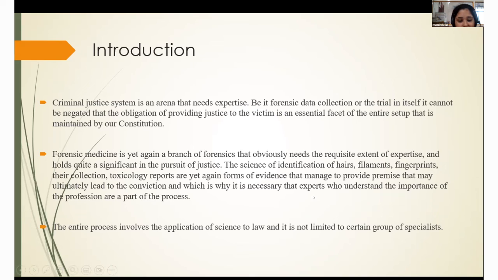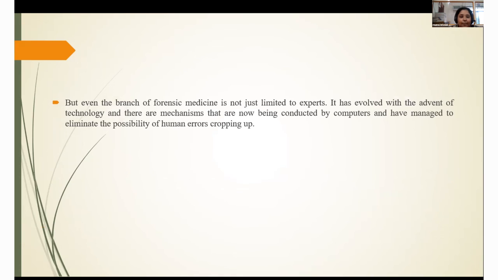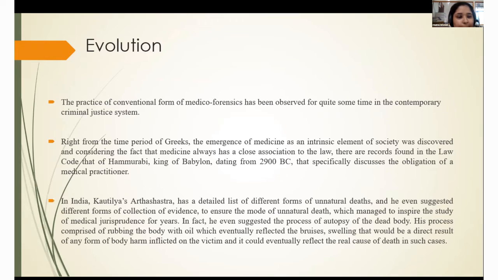This entire process involves the application of science to law, and it is not limited to any group of specialists. Even when we're talking about forensic medicine, it is not limited just to particular experts. It has evolved with technology and the different mechanisms that we have, and it is now conducted by computers, which have managed to eliminate the possibility of human errors.